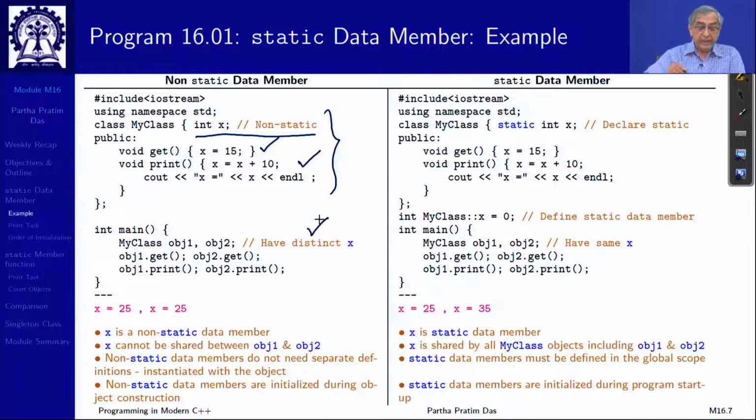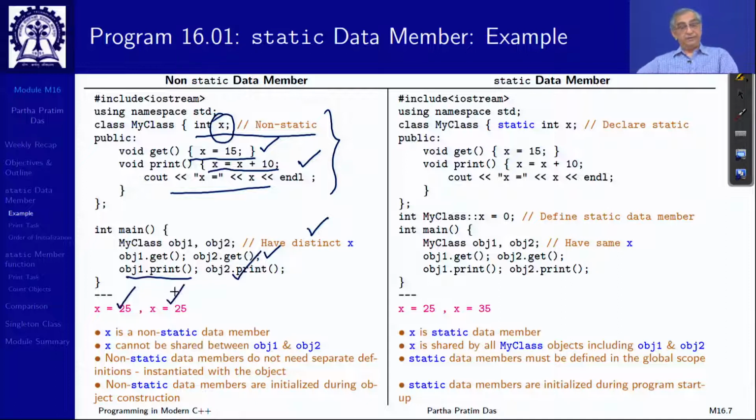If I instantiate two objects, then each object has a separate data member x in it, they are distinct, right. So, when I do get on this, basically that data member is getting set to 15. When I do print on that, for object 1, this was set to 15. Now, in print this has been increased by 10. So, it will print 25. For object 2 also it will print 25, right.